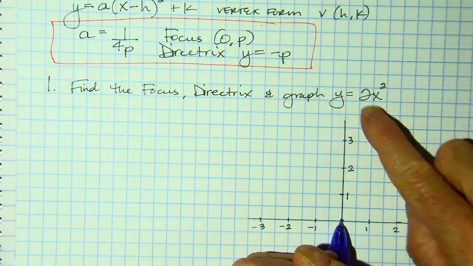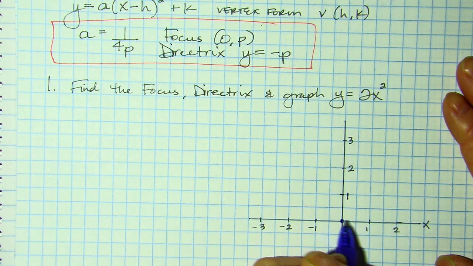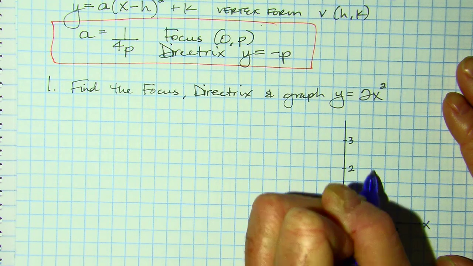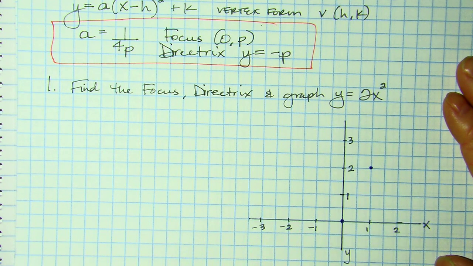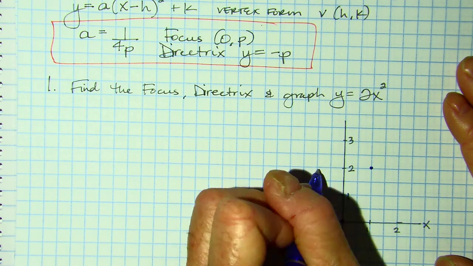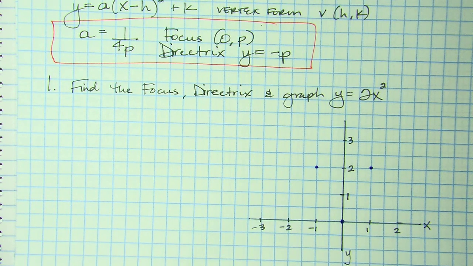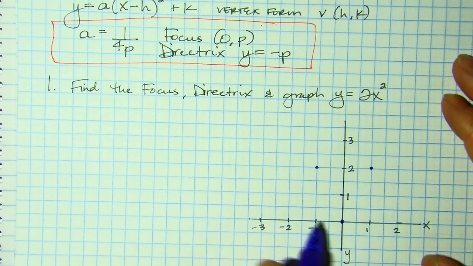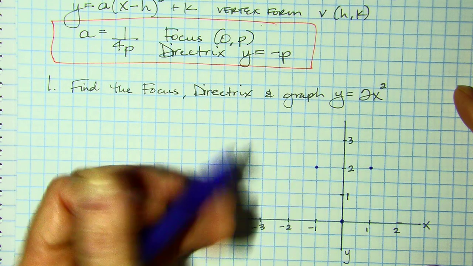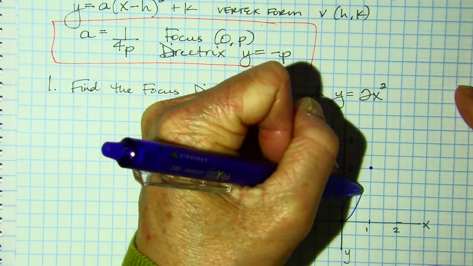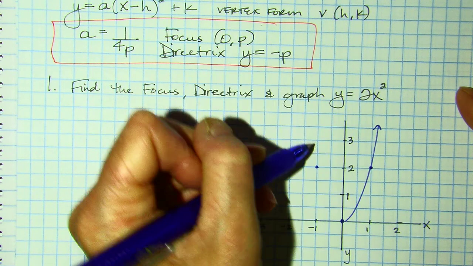And I know that A is 2. So if I go to the right 1 squared is 1 times 2 would be 2. I wonder why I graphed it the way I did. And then if I went up to the right 2 squared is 4, 4 times 2 is 8. So I don't have room for that point given the scale I used.